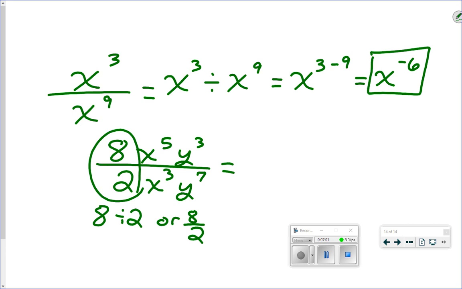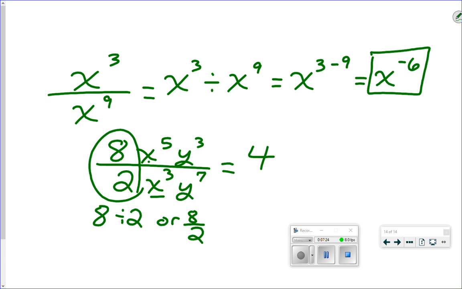So if it does go in evenly, you write that whole number. 8 divided by 2 is 4. If it didn't go in evenly, you would just write it as a fraction. So if it were something like 5 divided by 2, you would just write that as 5 over 2. And that's the number. But these aren't exponents, so we're not using a quotient rule here because they're not exponents. Quotient rule only applies to exponents.